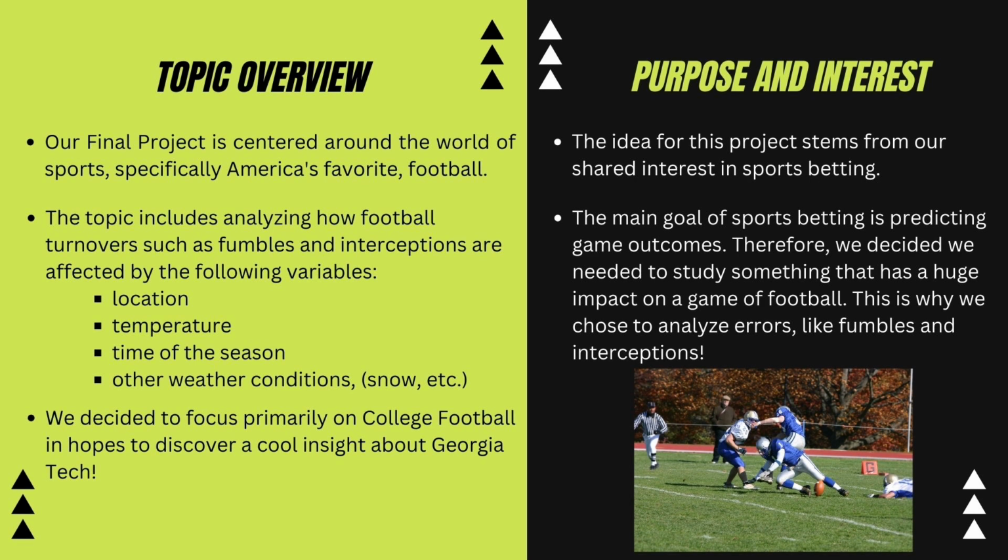Our final project is centered around America's favorite sport, football. The topic involves studying how errors such as fumbles and interceptions are affected by different variables such as weather conditions, the time of the season, and location. Since we found a college football CSV file, our project was based entirely off of college football games, and we discovered insight about Georgia Tech.